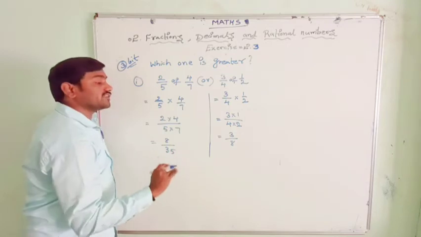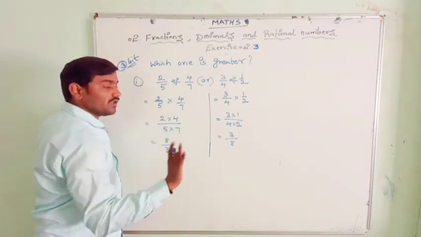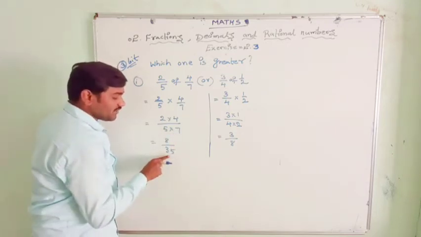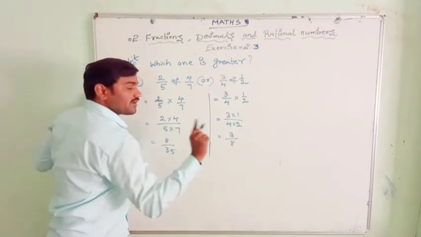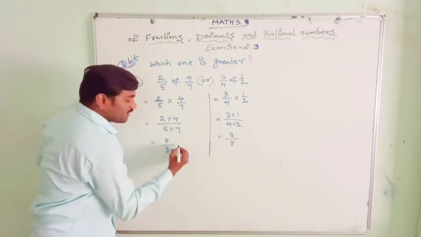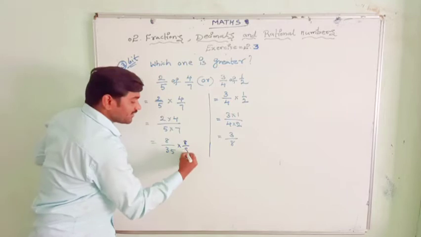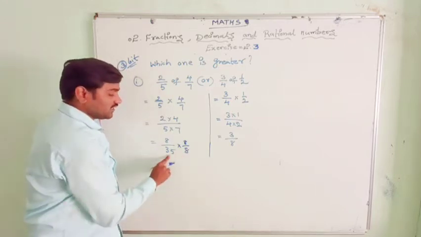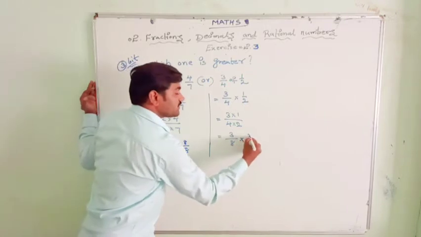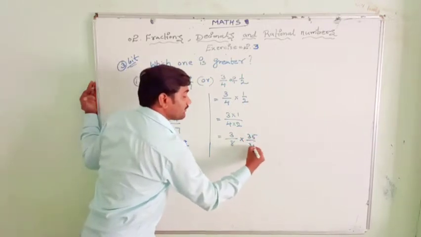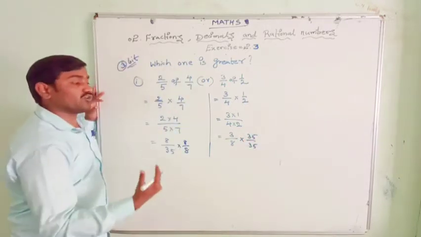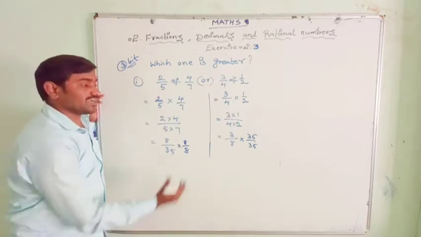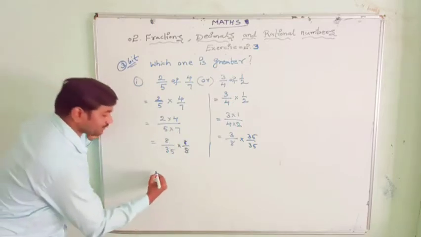To make the denominators equal is very simple. Here the first denominator is 35, and the second denominator is 8. You multiply this 8 to the numerator and denominator of the first fraction, and multiply this 35 to the numerator and denominator of the second fraction. For both fractions we have to do the same. So let us continue the process.